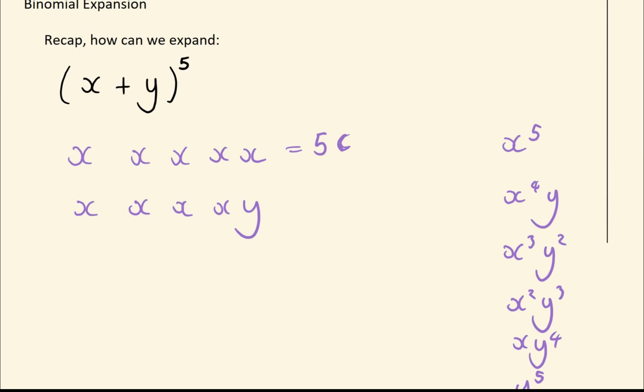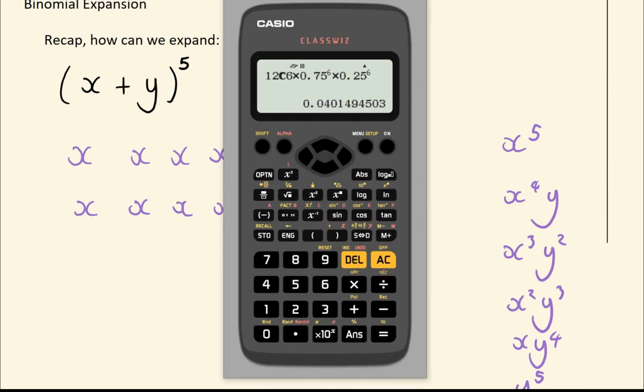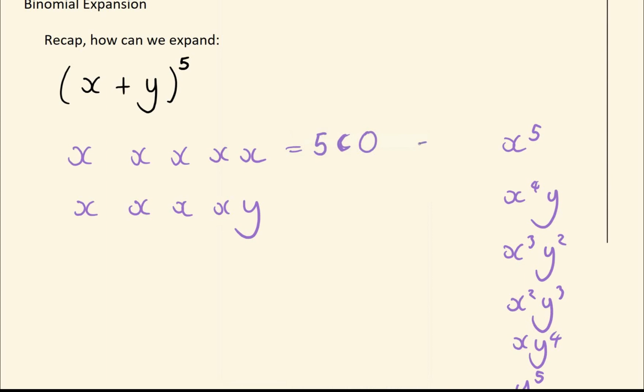We don't care where the x's and y's come, as long as I have the right number of each. And it's 5 choose how many y's we want. And I want to choose no y's. You type it into your calculator, and anything choose 0 is always 1. So that means you have one lot of x to the 5, which makes sense. There's only one way you can organise this.